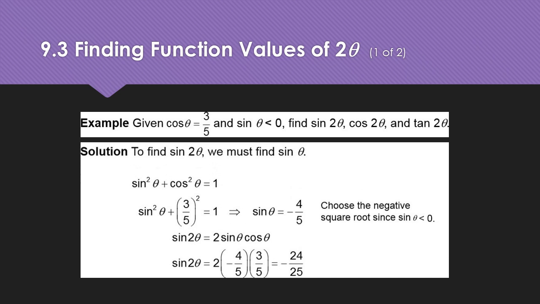Okay, so to find the sine of 2 theta, we need to find the sine first. We know that cosine squared plus sine squared is 1, so we can use this, or again, you could use a right triangle, the Pythagorean theorem, to find it. Either way will work. It does tell us that the sine is negative, so we need to put that the sine is negative 4/5, and once we know that, then we can just use the formula, and we get that the sine of 2 times the angle is negative 24/25.